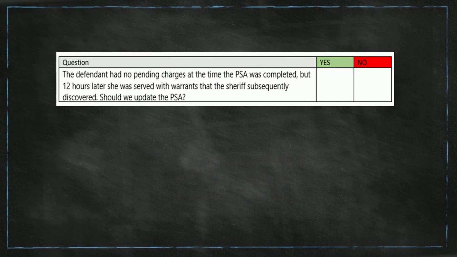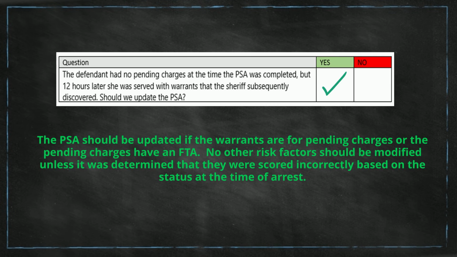Okay, so a defendant had no pending charges at the time the PSA was completed, but 12 hours later, she was served with warrants that the sheriff subsequently discovered. Should we update the PSA? Yes, the PSA should be updated if the warrants are for pending charges or the pending charges have an FTA. No other risk factor should be modified unless it was determined that they were scored incorrectly based on the status at the time of the arrest.